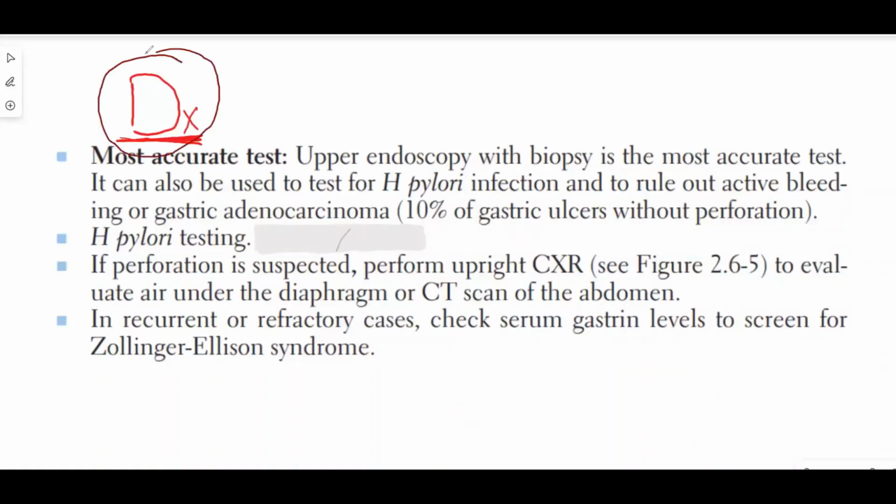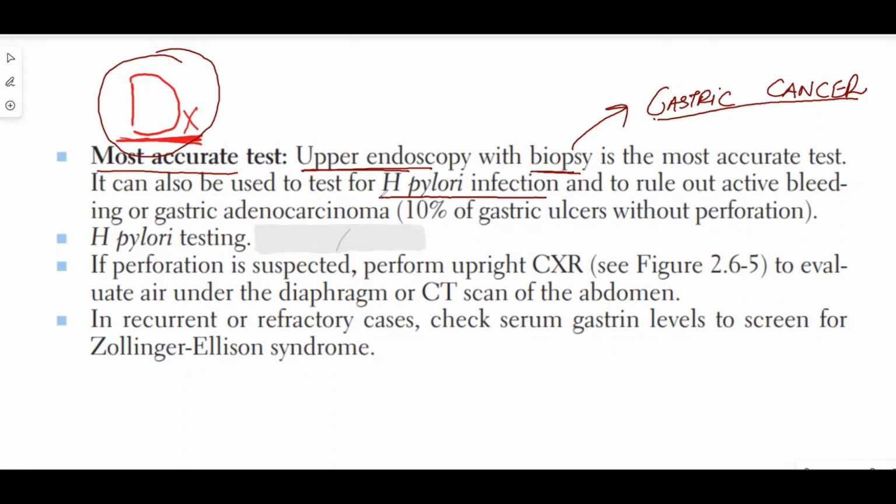For the diagnosis of the peptic ulcer, the most accurate test is upper endoscopy with a biopsy. Biopsy is done to rule out gastric cancer, because the gastric ulcer increases the risk of gastric cancer. So upper endoscopy with biopsy is the most accurate test. This test is also used for H. pylori infection, which is associated with and increases the risk of peptic ulcer. It also rules out active bleeding or gastric adenocarcinoma. Next is the H. pylori test.